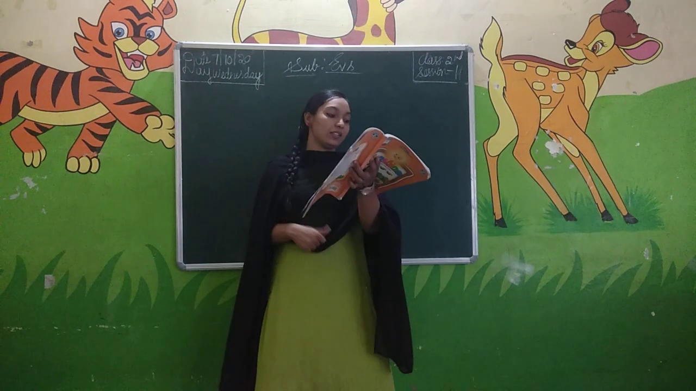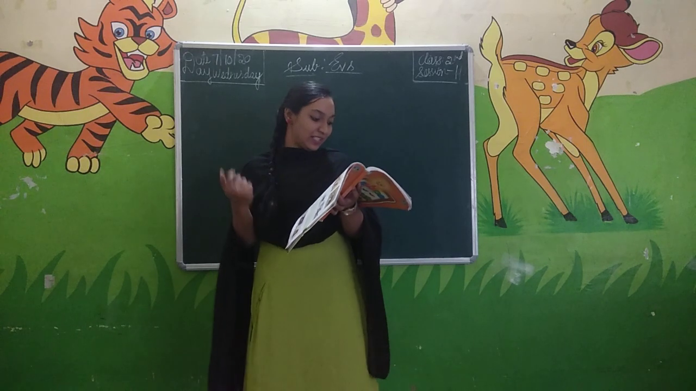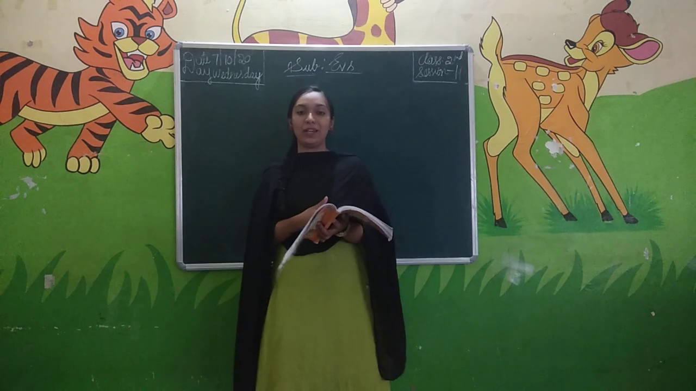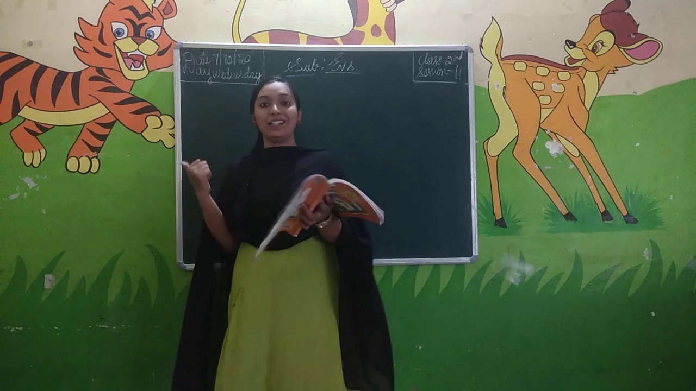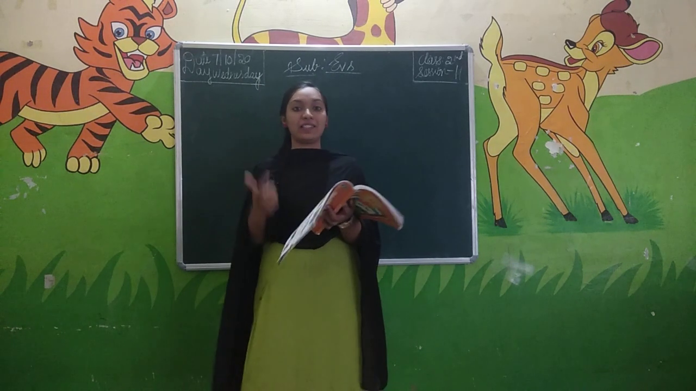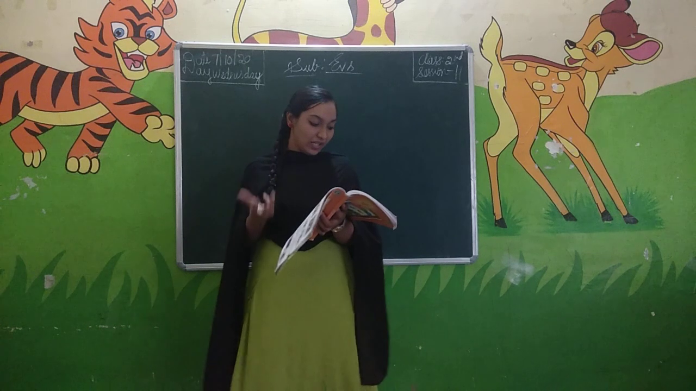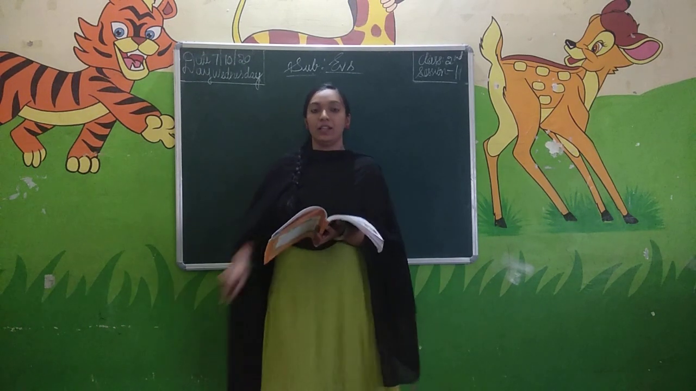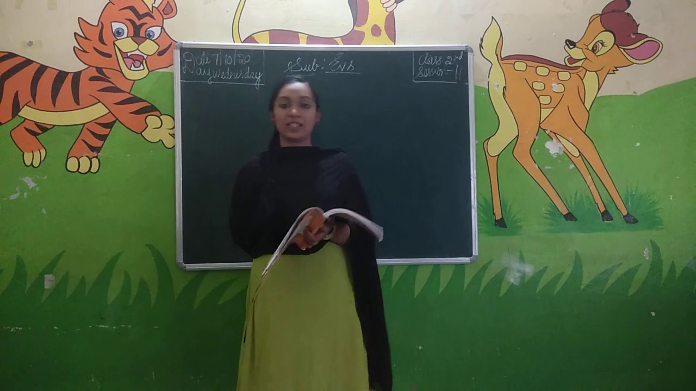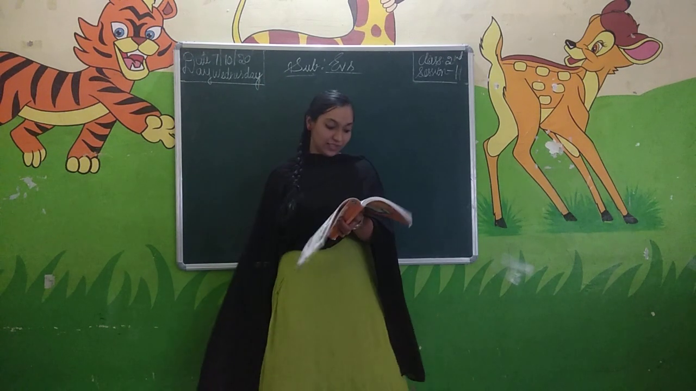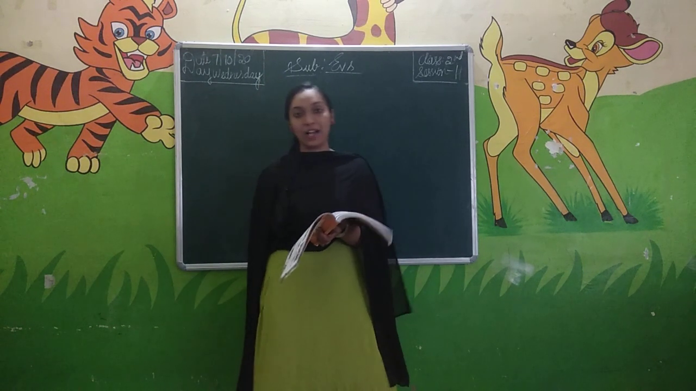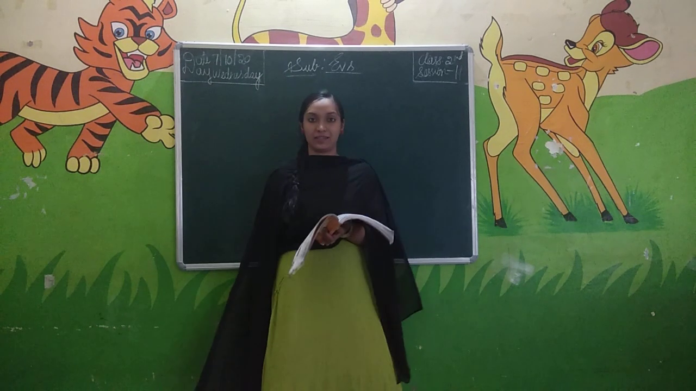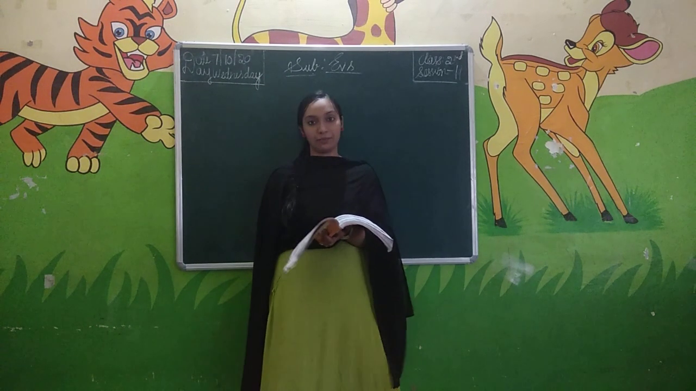Some wild animals like elephants, zebras, giraffes, cows and geese eat plants. You know plants? So this type of animals are called plant eaters or herbivores. The animals which eat plants are called plant eaters or herbivores.